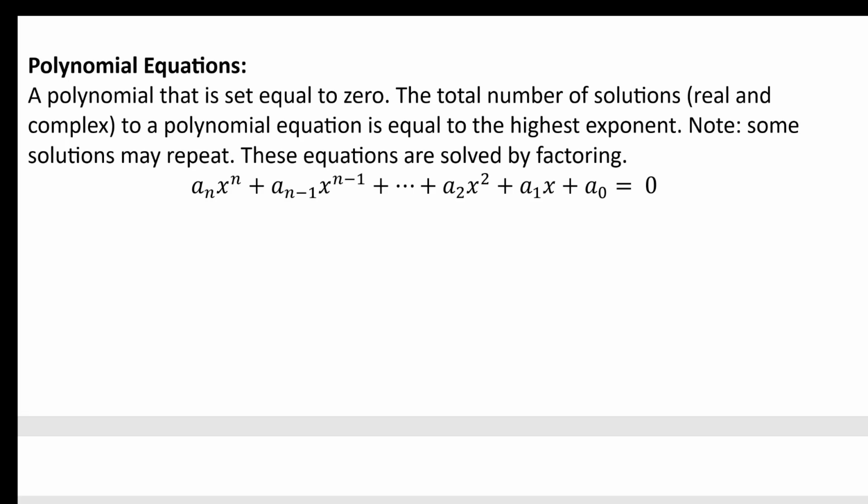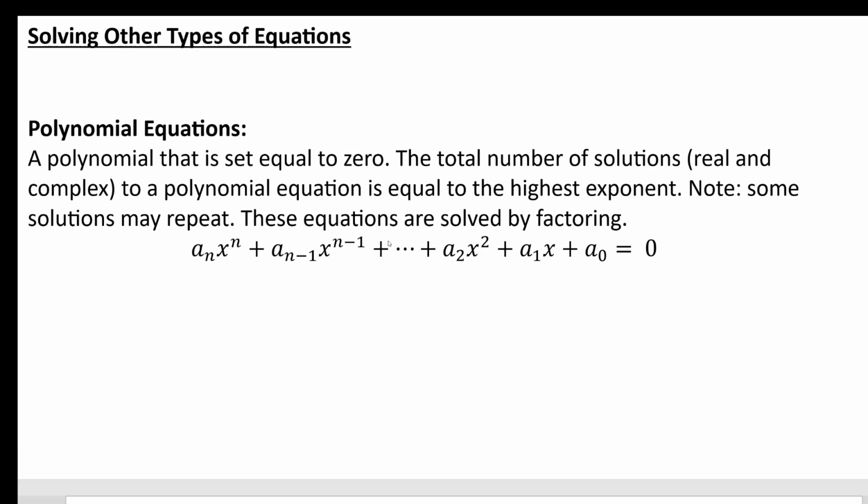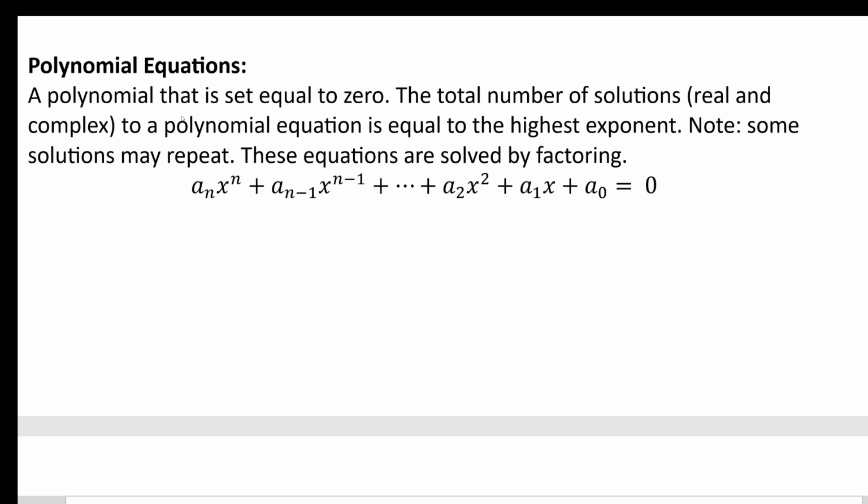Okay, the next thing we're going to cover here is polynomial equations. So this is under the heading of solving other types of equations. A polynomial equation is a polynomial that's set equal to 0. The total number of solutions, real and complex, to a polynomial equation is equal to the highest exponent. So if it's third power, it'd be 3. Some solutions may repeat. And in fact, that's the fundamental theorem of algebra, by the way.